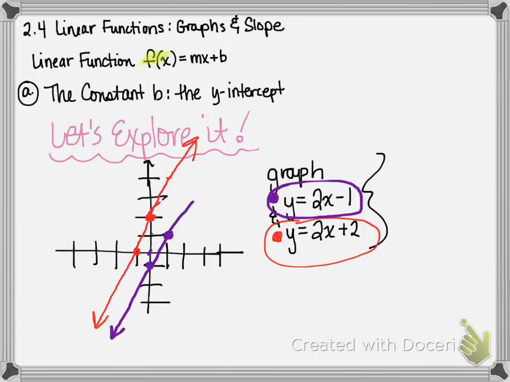Notice these lines have the same slope because the m is 2, so these two lines are parallel. Parallel lines have the same slope. They have different y-intercepts, though. Y-intercept is the b, the place where it crosses the y-axis.